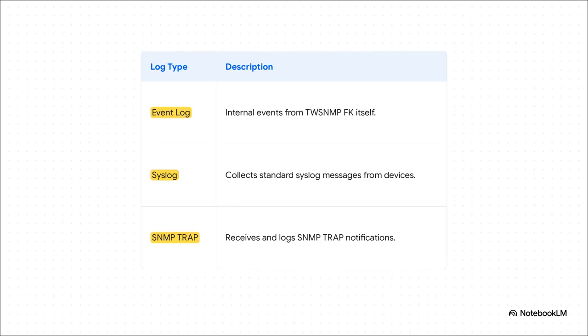And this is what makes it so powerful, the different kinds of data it brings together. Of course, it collects all the standard syslog messages from your firewalls, your servers, you name it. But it also listens for SNMP trap notifications. You know, those critical, hey, something important just happened alerts. Having both of those in one timeline, that's the key to figuring things out fast.